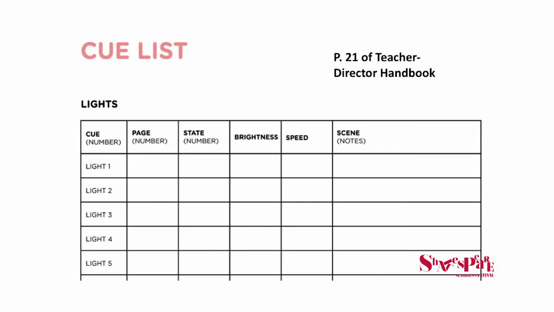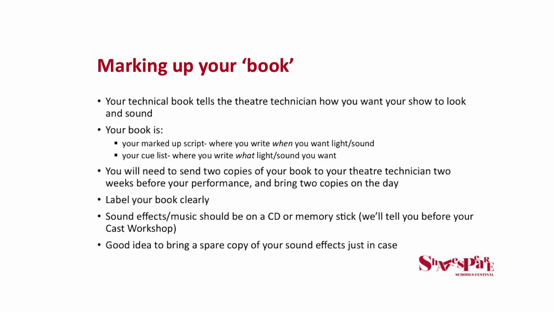It says you'll need to bring 2 copies of your book to the technician on the day of your performance. And we're also going to ask you to send 2 copies to the theatre in advance, and your coordinator will email you to let you know who's the best person to send that to. It says here, label your book clearly. Don't forget to put your name on it and your school name on it and your play name on it so we know who you are.